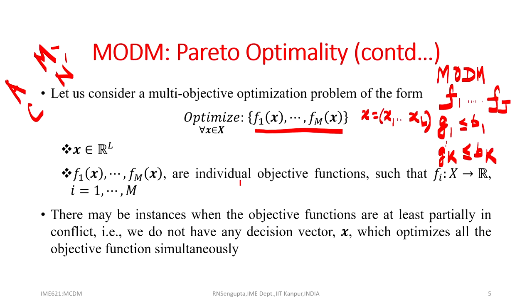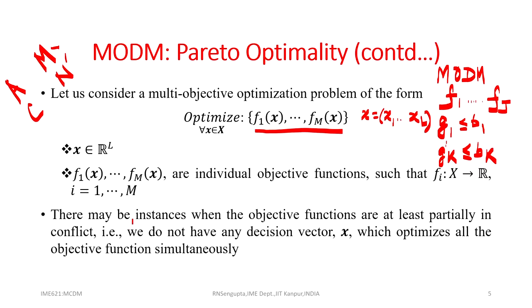So, here we are saying that fi, which is each objective function, is on the real line; once you put in the value of the decision variable, it gives you some functional value which you want to optimize. Individually it can be done, but we want to collectively optimize, that is the idea of multi-criteria or multi-objective decision making. There may be instances when the objective functions are at least partially in conflict, that is we do not have any decision vector x which optimizes all of the objective functions simultaneously.